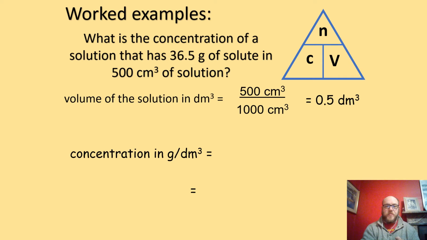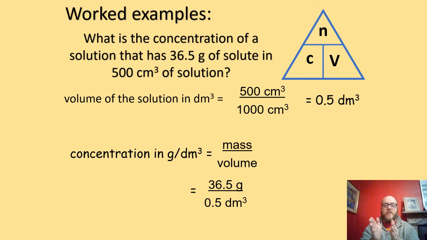Concentration in grams per decimeters cubed is 36.5 divided by 0.5 decimeters cubed. There we go. So we're doing our SRAO. We have written the equation. Concentration is equal to mass divided by volume. So we've substituted our numbers. We don't need to rearrange because our subject is the unknown. And so we calculate the answer, and we have the answer of 73 grams per decimeter cubed.